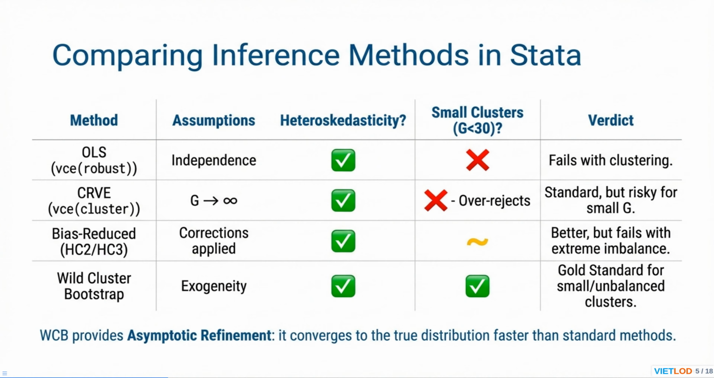Bias-reduced corrections like HC2 or HC3 offer an improvement over standard CRVE, but they can still be unreliable, especially with extreme cluster imbalance. Finally, the Wild Cluster Bootstrap stands out as the gold standard for robust inference in settings with small or unbalanced clusters. Its key advantage is asymptotic refinement, meaning its p-values converge to the true distribution much faster than other methods, providing more reliable results in finite samples.